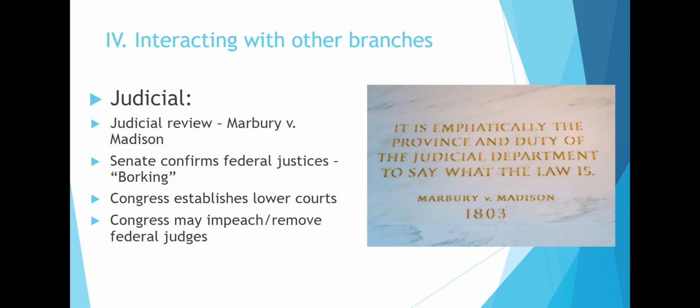The legislative branch's interaction with the judicial branch is much simpler. The judicial branch has the power of judicial review, the power to declare laws unconstitutional. That power, of course, comes from Marbury versus Madison. It is up to the Senate by majority vote to confirm federal justices. That's at all levels of federal court: federal district judges, federal appeals judges, and federal Supreme Court justices.